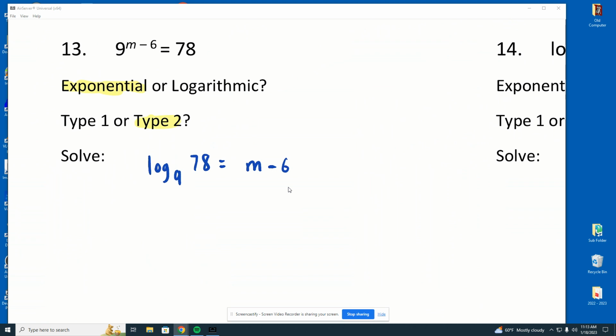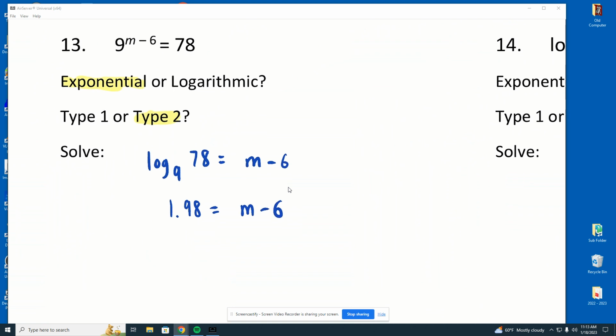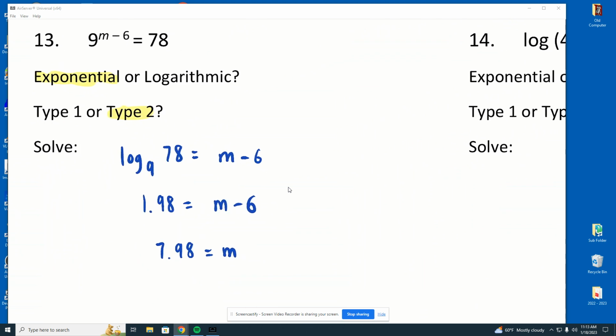Log base 9 of 78 is approximately 1.98. And that equals n minus 6. I'm going to add 6, so 7.98 would be what I got when I rounded to 2 decimals. Please don't round up to whole numbers, all right, unless it's a whole number, or it just can't help but round up. If that were 1.9996, well, okay.